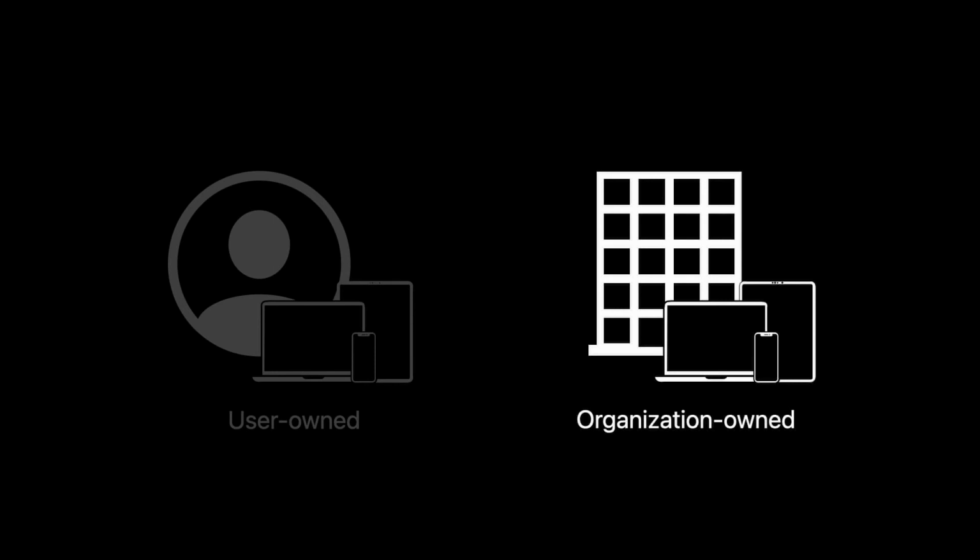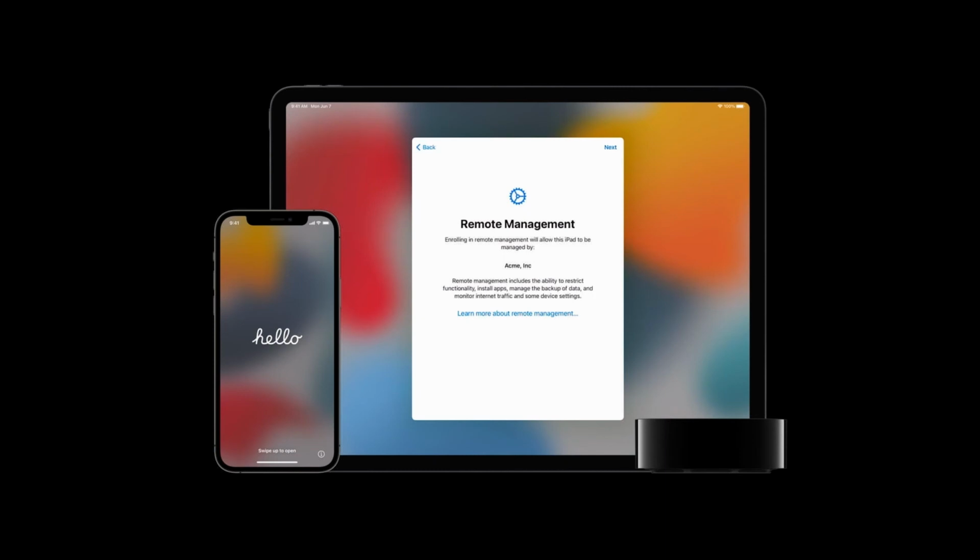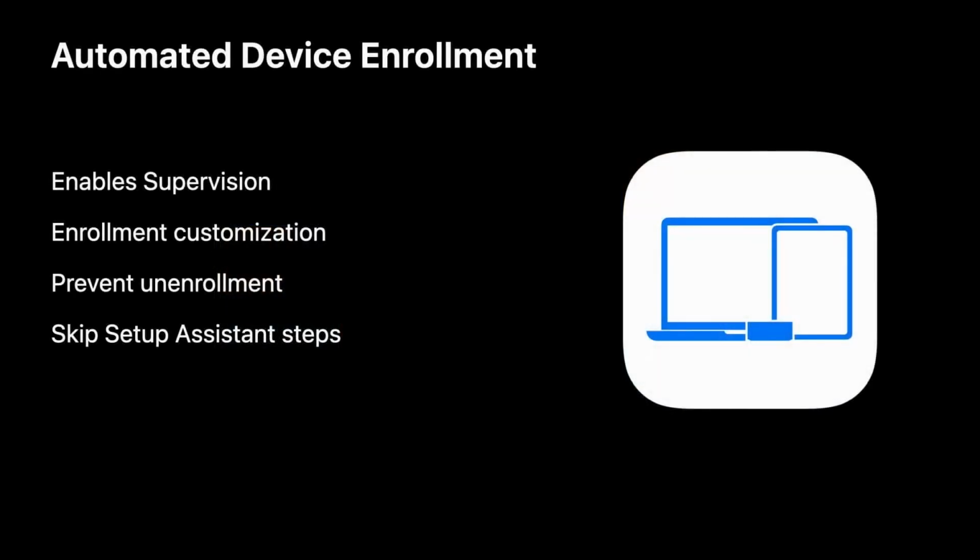Thanks, Dan. Automated device enrollment is the best way for IT to deploy organization-owned Apple devices directly to users. It provides a fast, streamlined way to deploy all your organization-owned devices. It automatically enrolls organization-owned devices into your MDM solution so you don't have to physically touch devices to provision them before users get them. Automated device enrollment enables supervision and can be customized based on your organization's needs.